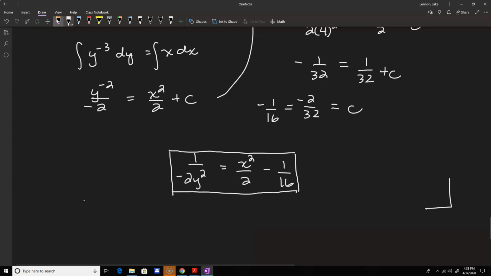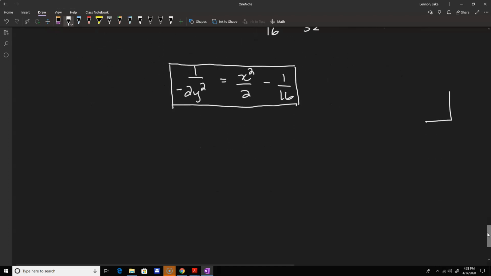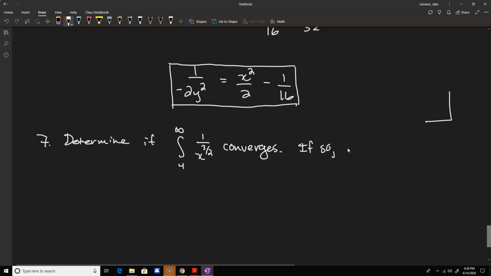So number 7 here is, again, some of these are not so easy to write down. So rather than copy and paste it, we're just going to write it down. So 7, we want to determine if the improper integral from 4 to infinity of 1 over x to the 3/2 converges, and if so, evaluate.